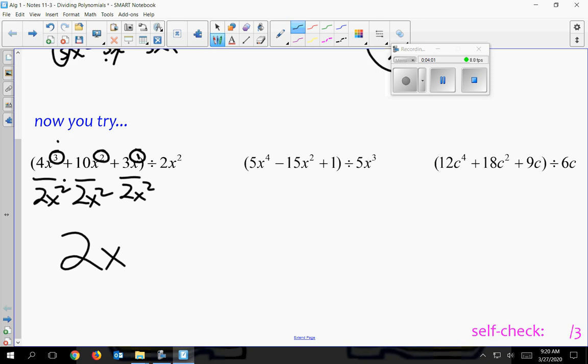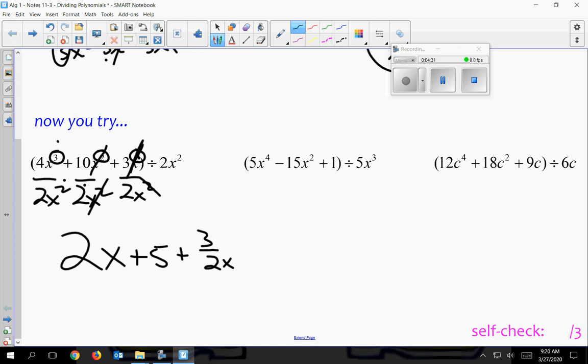I have 10 divided by 2, which gives me 5. I've got an x squared and x squared, so they're going to cancel each other out. I have 3 divided by 2, so I'm going to leave it that way. 3 over 2 doesn't go in evenly. I also had an x to the first and an x squared, so the x to the first will go away, and the power of x will also go away, so it leaves me with a little x at the bottom, okay?